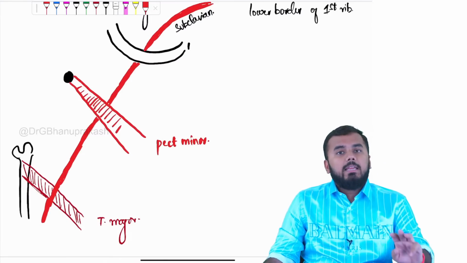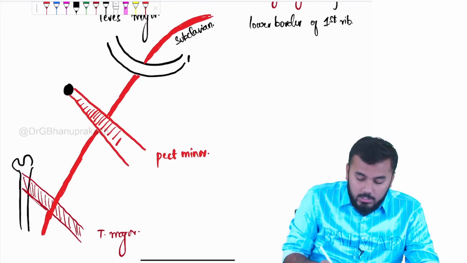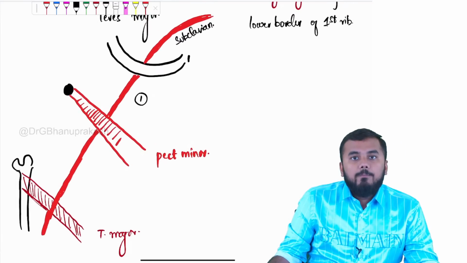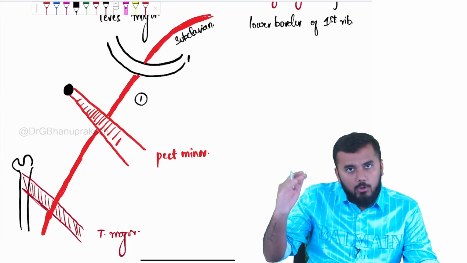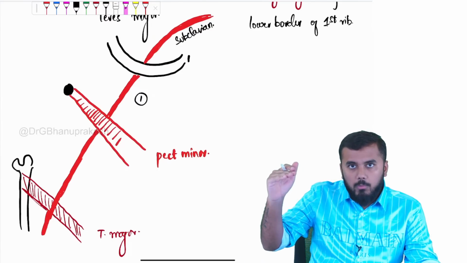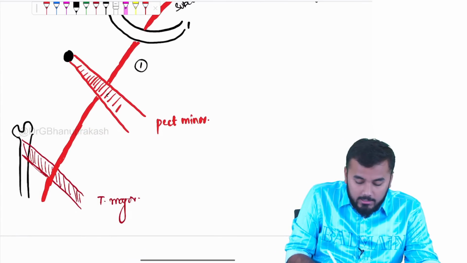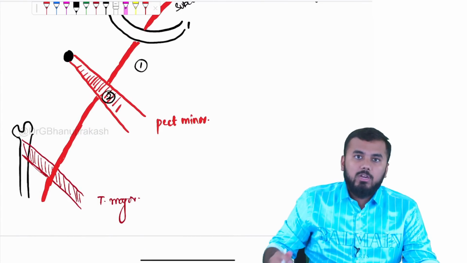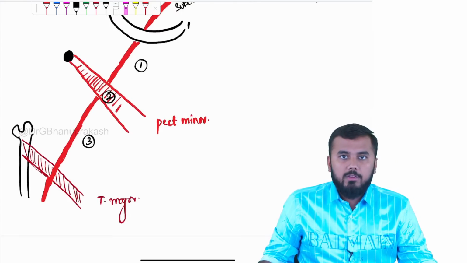Now the axillary artery has been divided into three parts. What are those three parts? This is the first part. The first part is above the pectoralis minor muscle and below the lower border of the first rib. Next, the second part is behind the pectoralis minor muscle, and the third part is after the pectoralis minor muscle.